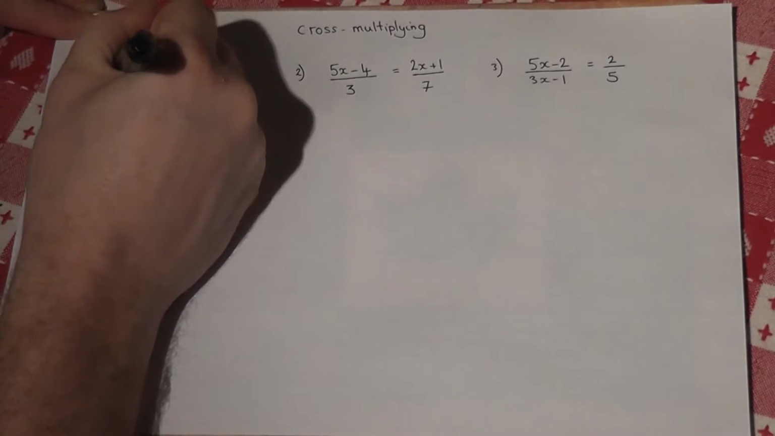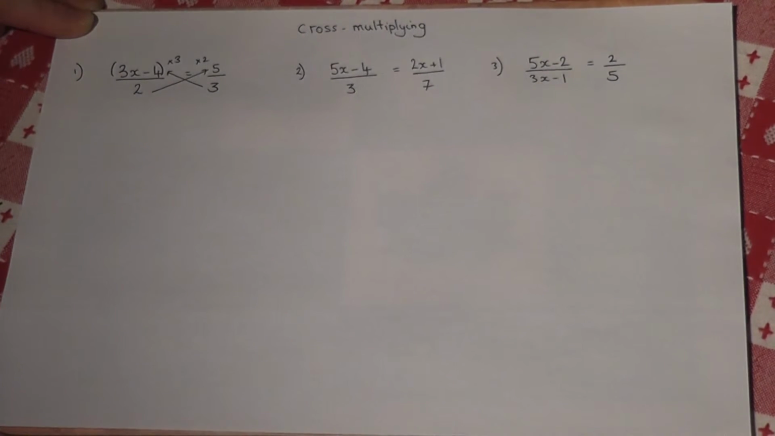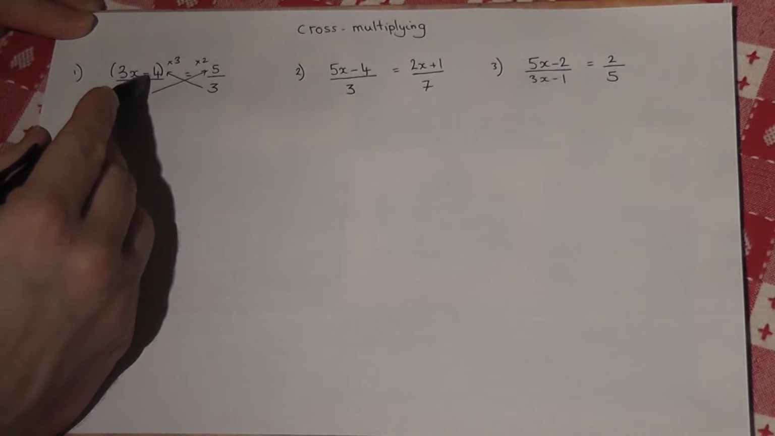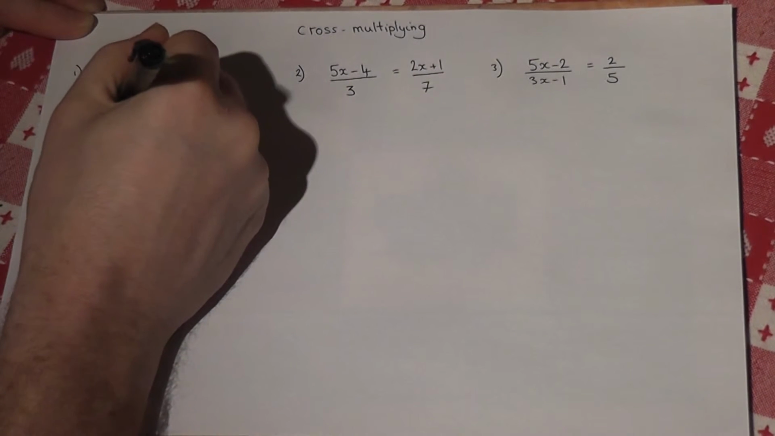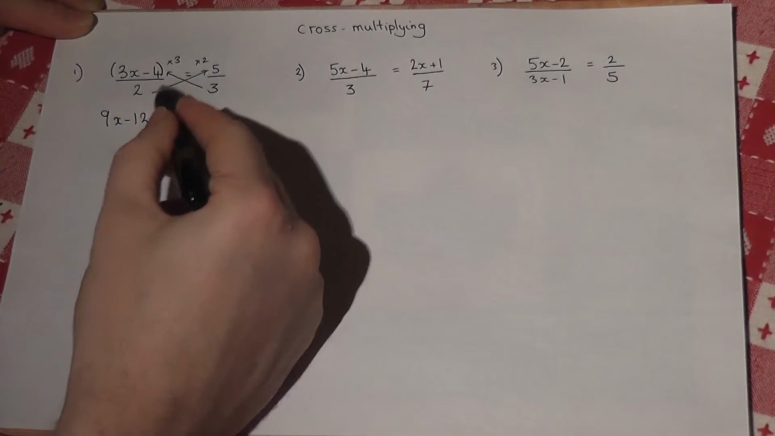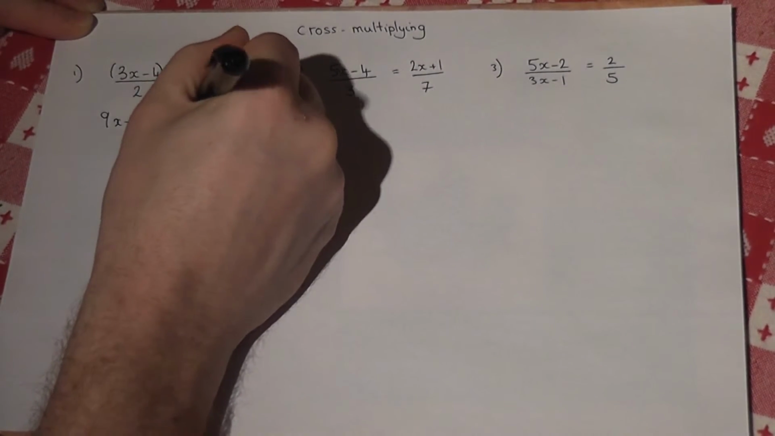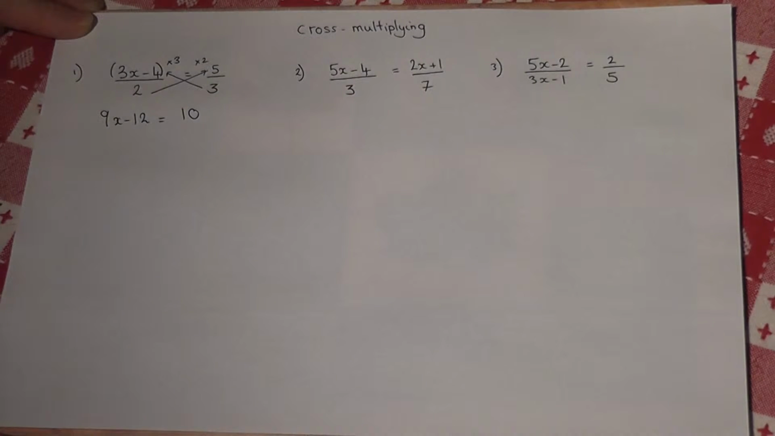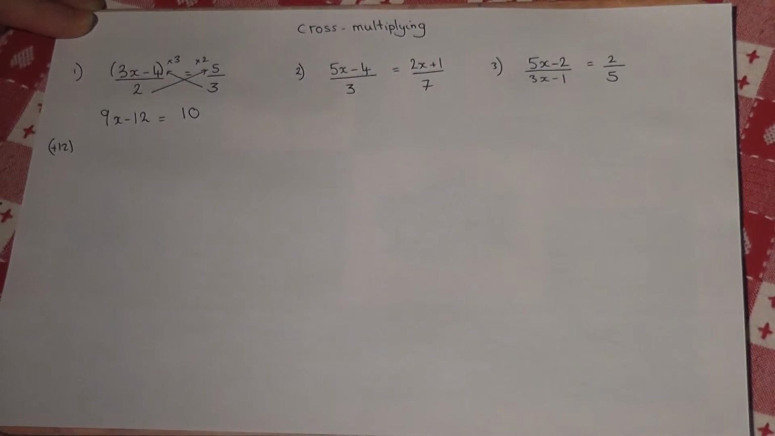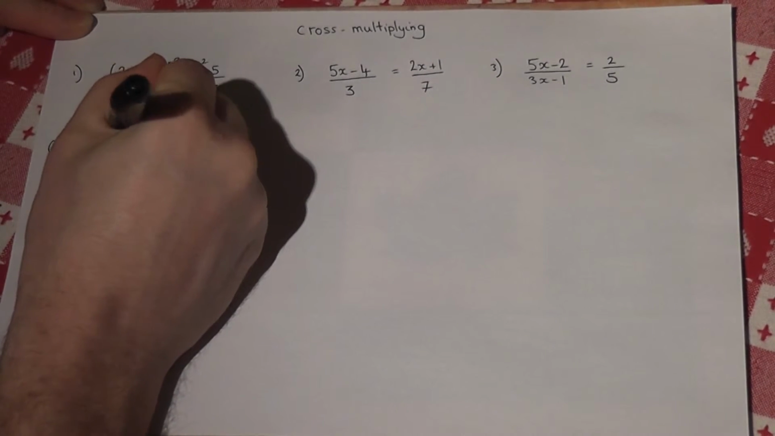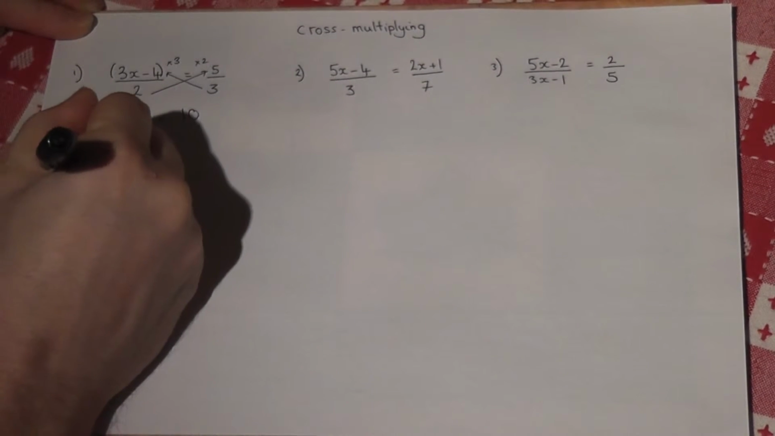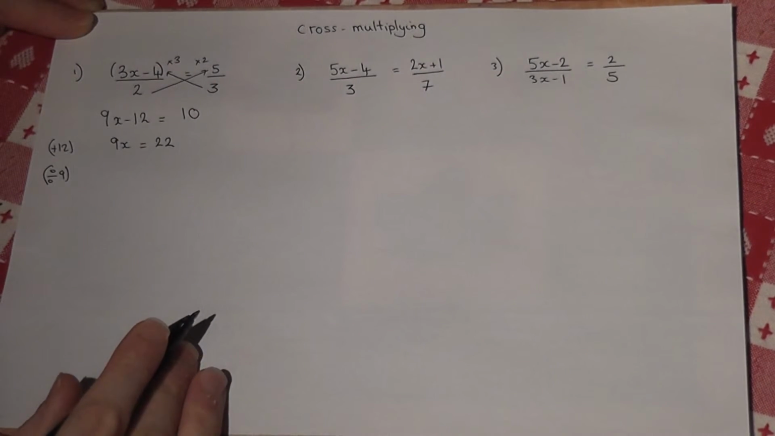Now, it helps if I place a bracket around the entire numerator. If I times this one by 3, I get 9x, take away 12, and I've times that one by 2, so that equals 10. And then I add across the 12, so 9x equals 22. So to finish off with, I divide by 9, so x will equal 22 over 9.